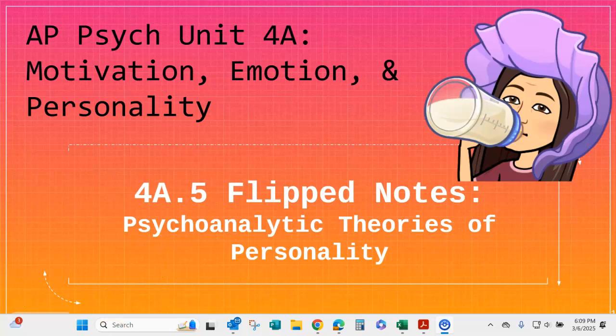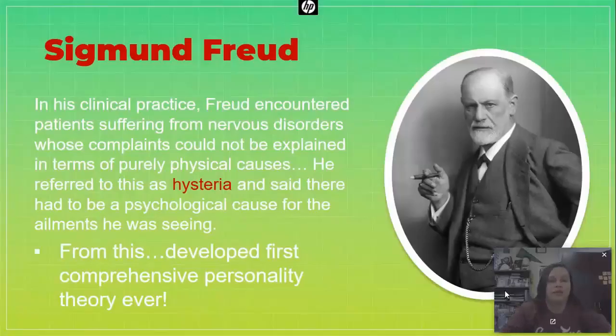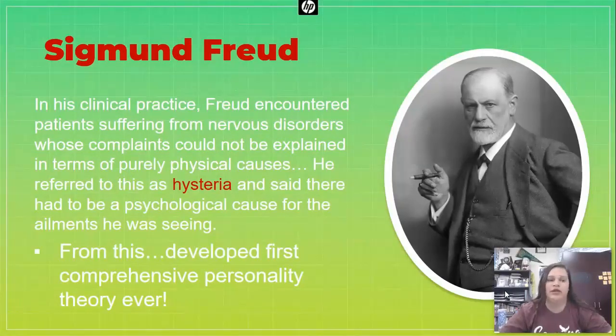Let's go. So the psychoanalytic theories should sound familiar because those are all related to our boy Sigmund Freud. We know that he helped people with nervous disorders, and he called that hysteria, which today would probably be referred to as anxiety and depression. But his main goal was to try to help people figure out what was in their unconscious mind. And from that work, developed our first comprehensive personality theory.